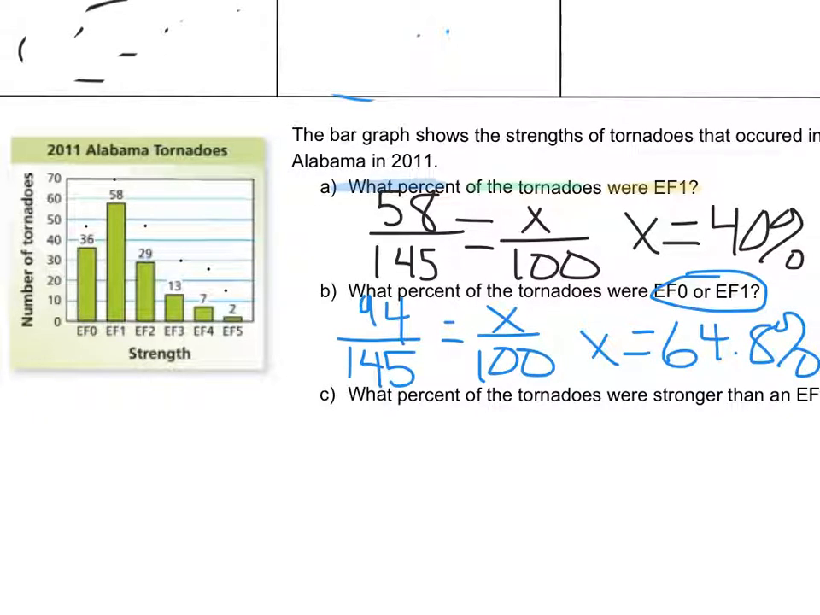Okay, so I went ahead and did that, and when I did, I realized I was going to have to round the percent to the nearest tenth, so I'd get 64.8. All right, let's go ahead.